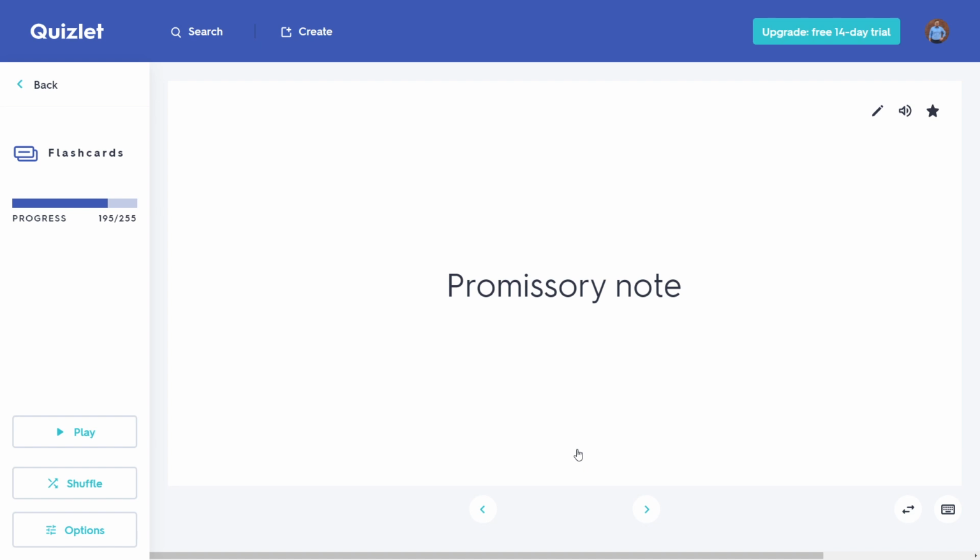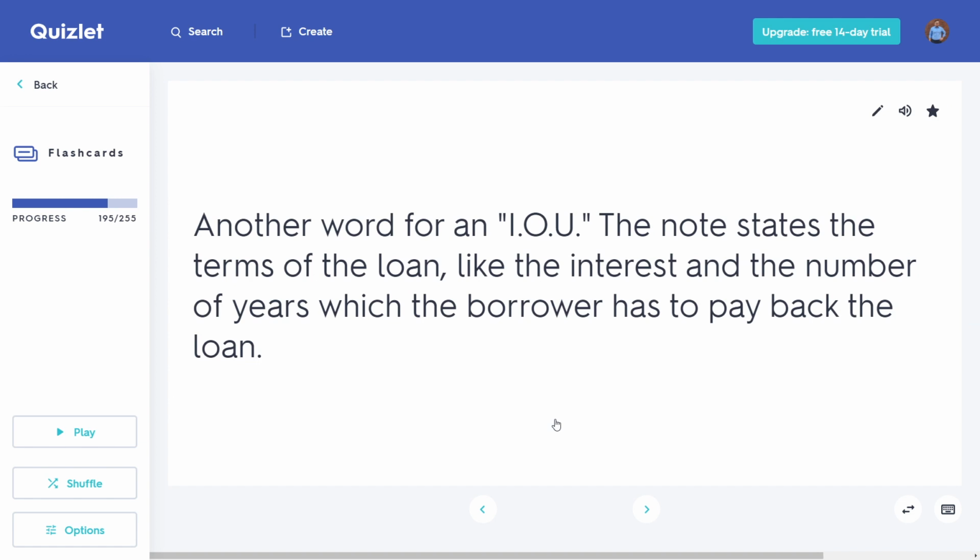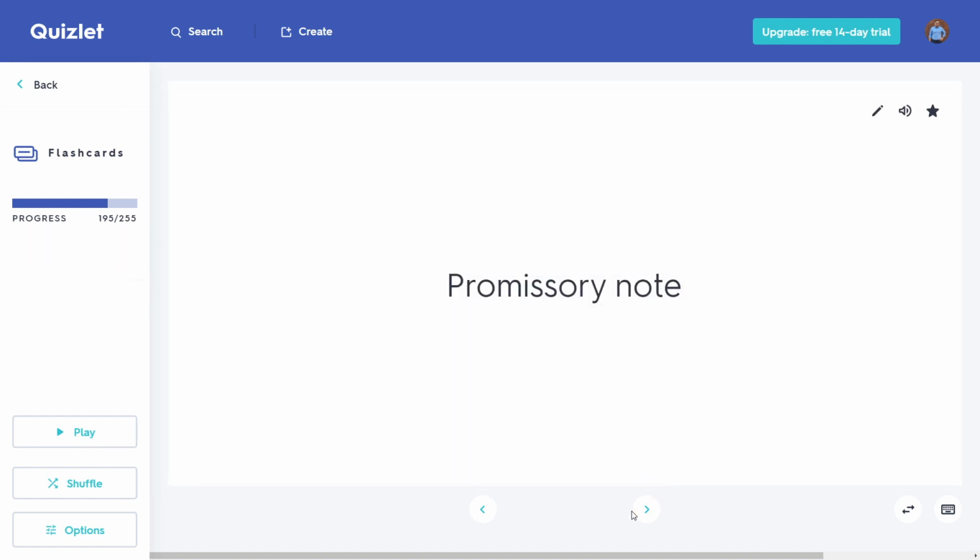Well, that's going to be another word for an IOU. So the note states the terms of the loan, like the interest and the number of years in which the borrower has to pay back the loan. So I think the best way to remember this is, again, it's just another word or phrase for IOU. It just states the terms of the loan, all the details, stuff like that. But yeah, that's it for that one.